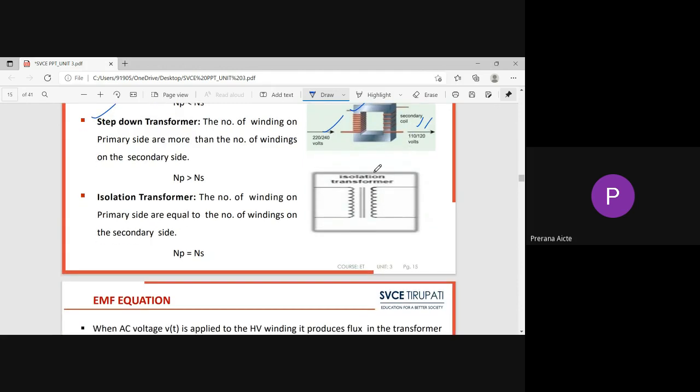Now the isolation transformer. What is meant by an isolation transformer? That is nothing but a transformer in which the primary voltage and secondary voltage, that is the LV voltage and HV voltage, are both equal. The number of turns provided in the primary winding and secondary winding are both equal. Such a type of transformer we can call an isolation transformer.